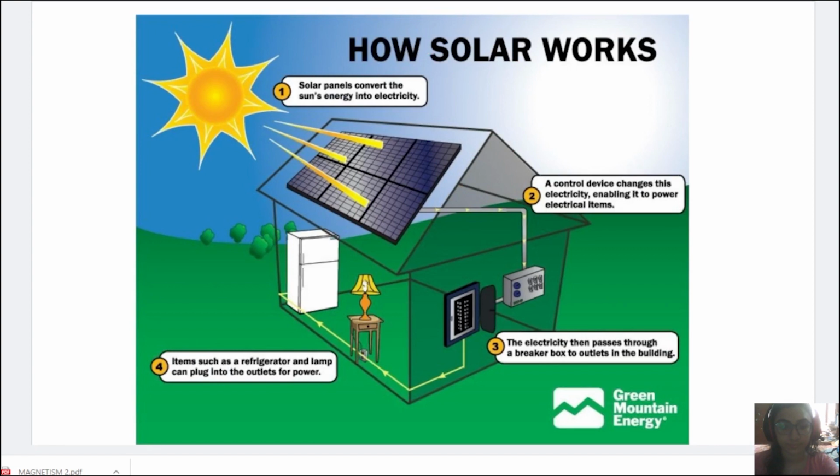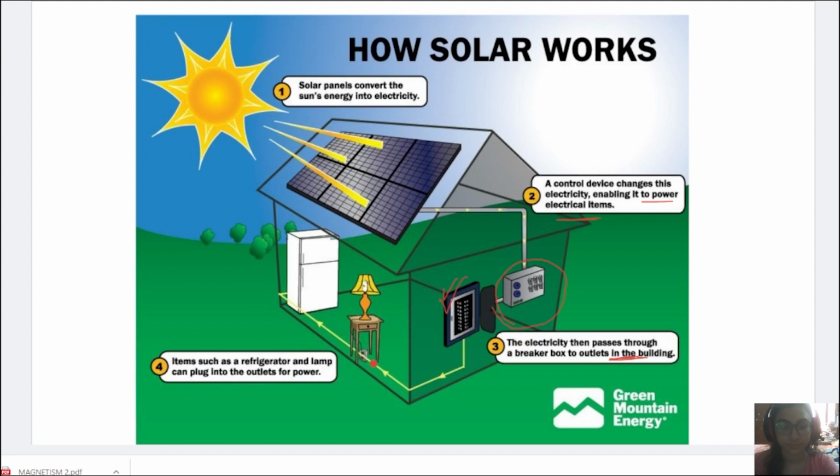So now, apart from the solar cooker, solar energy is also used in solar panels. So it is a similar concept where the solar panels convert the sun's energy into electricity, and when this is happening, a control device changes the electricity, enabling it to power the electrical item. So you can see here that the electricity that is being produced is all again coming to our mains. The electricity then passes through a breaker box to outlets into the building. So here, you know, the breaker box or the meter board. So items such as a refrigerator and lamp can plug into the outlets for power.